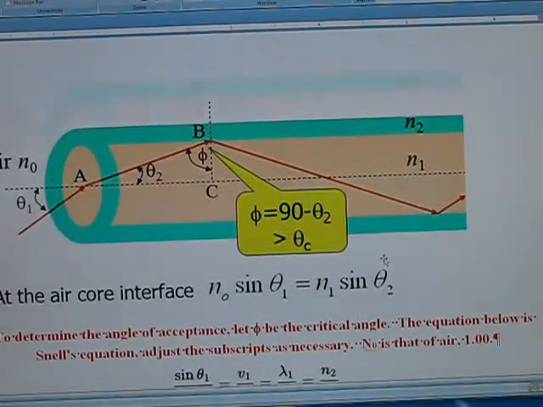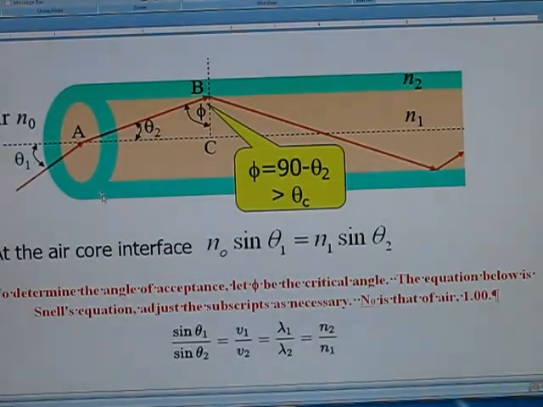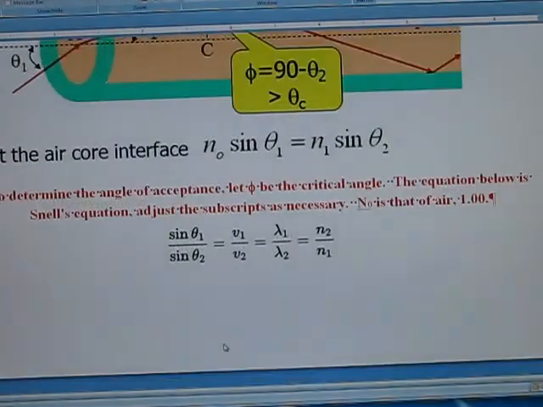Another useful drawing is this, showing our air interface, N0, and our angles of interest. Now this angle here has to be greater than the critical angle, and this is the key for solving the angle for the cone of acceptance. Remember that the cone is actually this angle times 2, because it's basically a three-dimensional cone, so to speak. Keep that in mind, and this is all based upon Snell's equation.